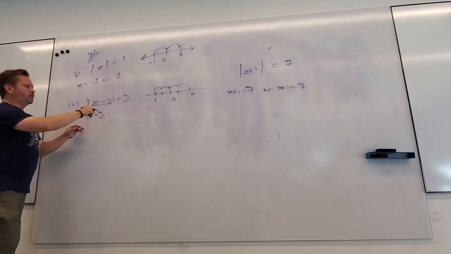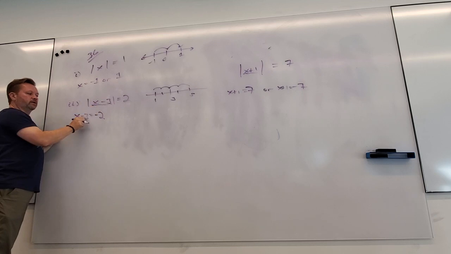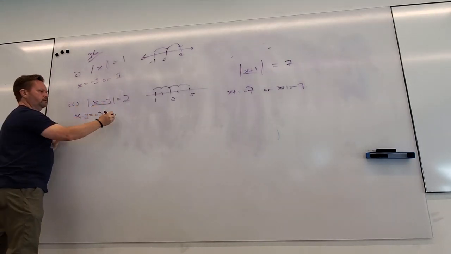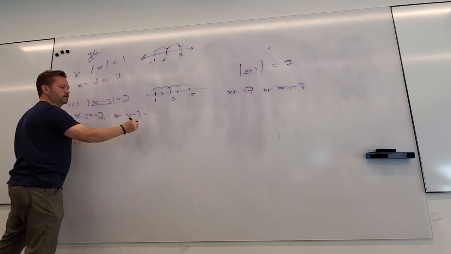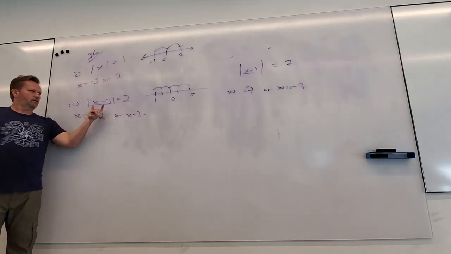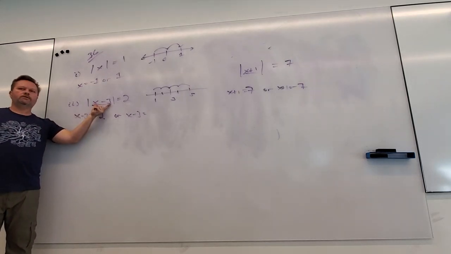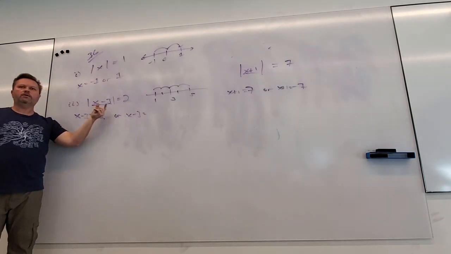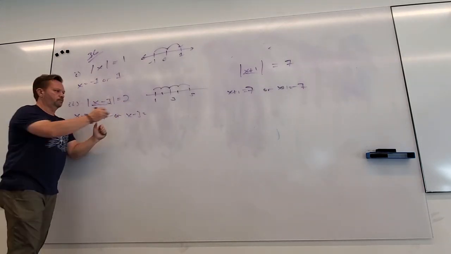So coming back to this problem, what is in the absolute value of x minus 3? What's one thing that would make this work? If that is negative 2, or what if that is 2? What number can I put in the absolute value to make it 2? I could either put negative 2 in there or I could put 2 in there. Right?